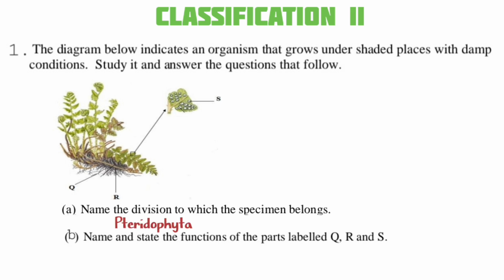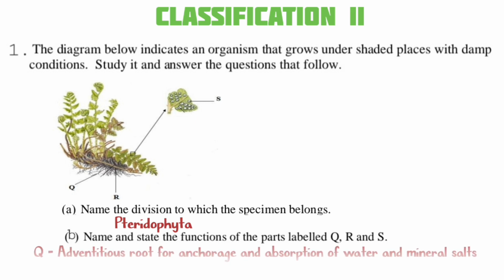B. Name and state the functions of the parts labeled Q, R, and S. Okay, so what the question requires from us is that, number 1, we identify these labeled parts and then state their respective functions. So starting with Q, that is the adventitious root. And just like with any other roots, it has 2 main functions. Function number 1 is anchorage.